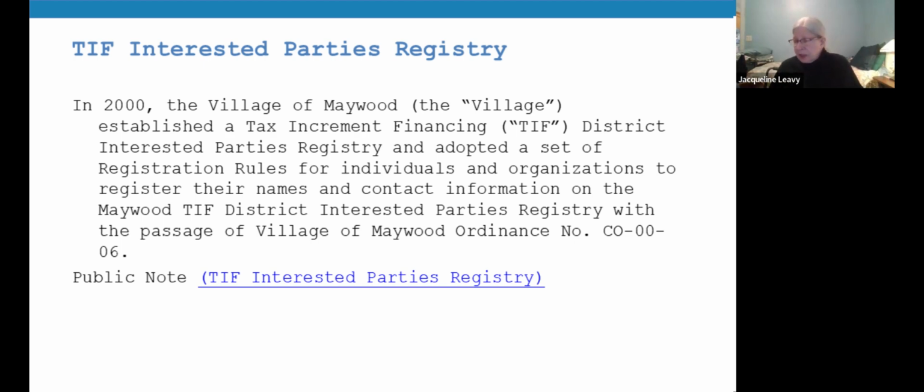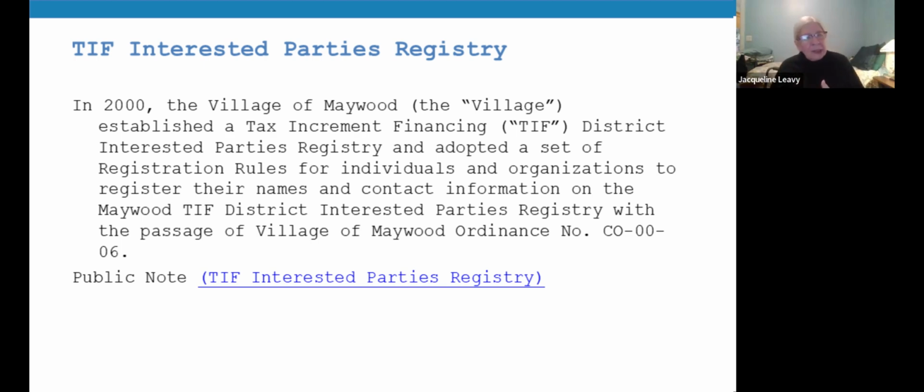So if you live in the TIF district or you don't, let's say you're a concerned public school parent, you don't have to live in any of the TIF districts, but if all these go through, that won't be much of an issue in Maywood because everybody's going to be in a TIF district, it looks like. But you can sign up, and then you are notified of when the joint review board meetings are, when the annual report is filed.